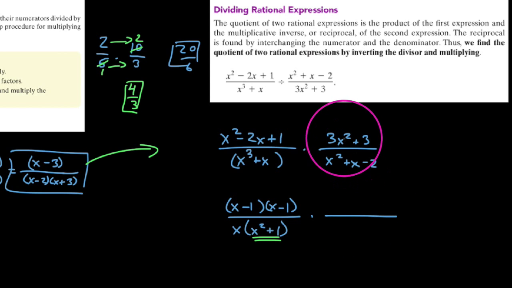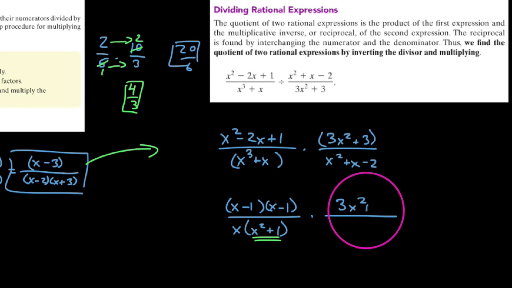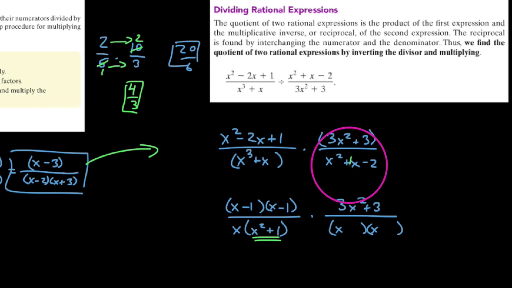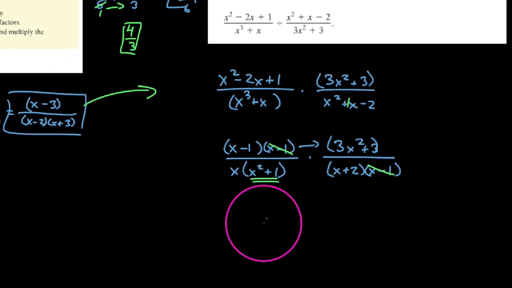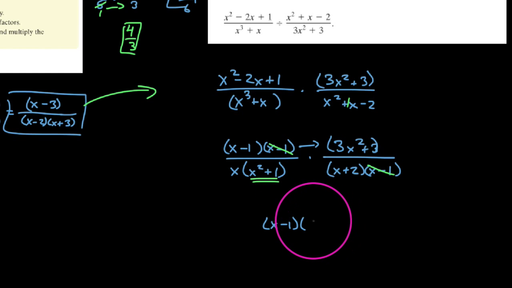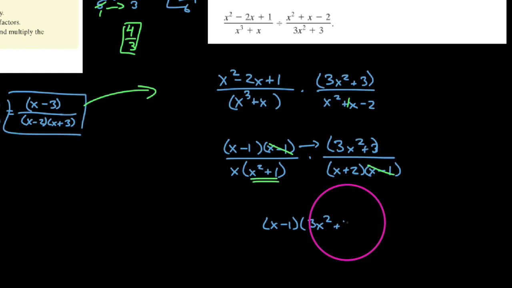Now looking up here, I notice that these have no greatest common factor. So this stays as 3x squared plus 3. And then down here, we'll try to factor this into the product of two binomials, starting with x and x. Two factors of -2 that add up to be a +1. Would be a +2 and a -1. So looking for common factors now, I notice that those drop out, okay? And what we're really left with is this product here. So I'd say on top, multiplying straight across, I would get x minus 1 times 3x squared plus 3.